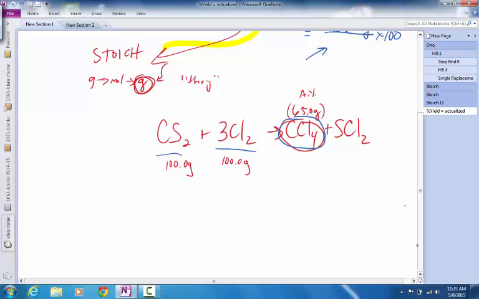Okay, well, we're back. And if you paused it, we're back. We first need to convert both of these to moles. So we're taking 100 grams of CS2 and 100 grams of chlorine. You do not use the 3 yet, just plain old chlorine. We're going to divide by the molar masses.